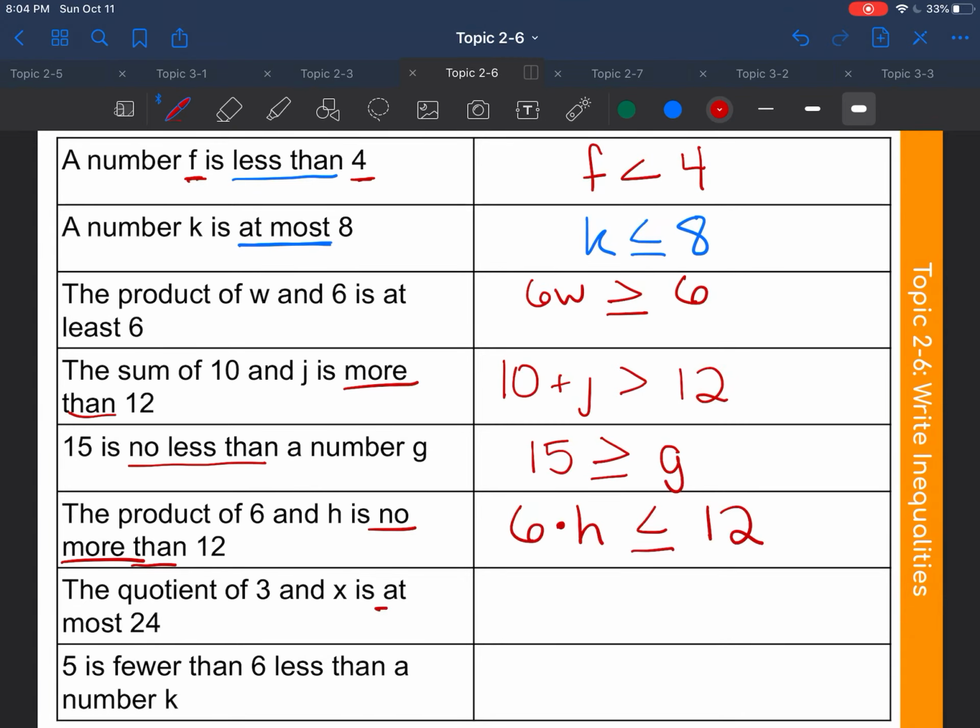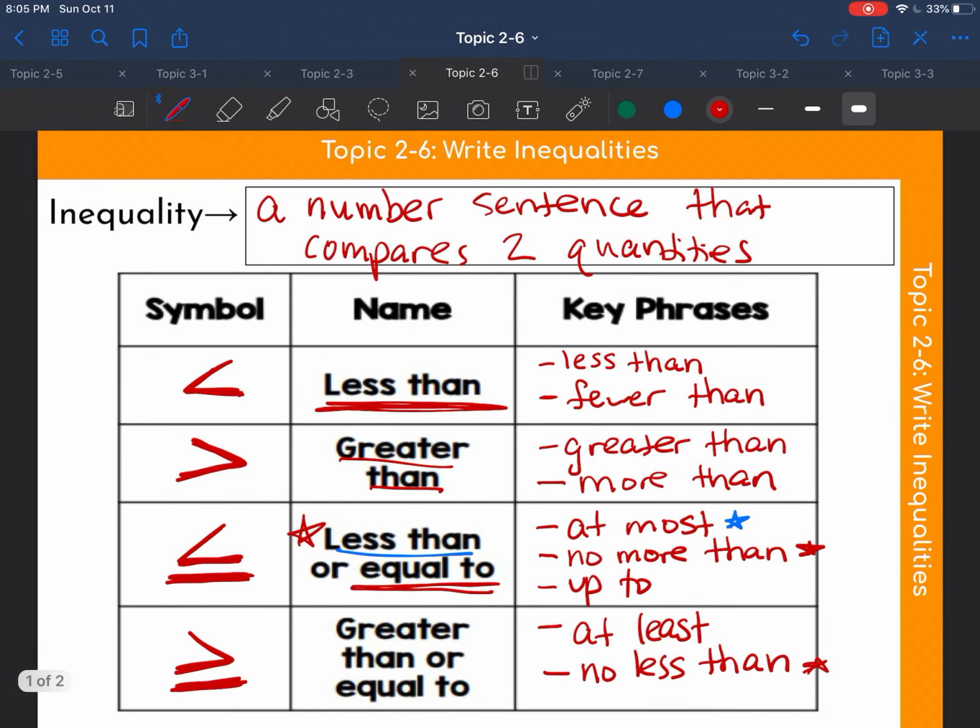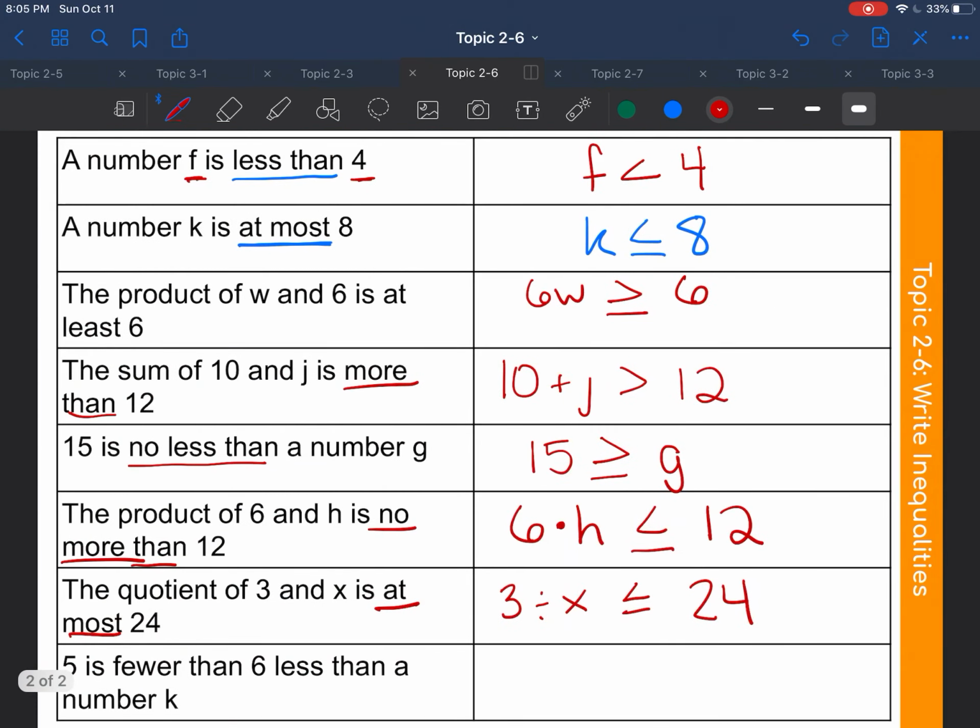Okay, the next one, the quotient of 3 and x is at most 24. So I see our phrase at most. The quotient means division, so 3 divided by x. I can also write that as 3 over x, and then 24 on the other side. And now this 3 divided by x is at most 24. So it can be 24. It can be at most 24, which means it cannot be greater than 24. So it has to be less than or equal to 24. And we can check again on our list. At most is under less than or equal to right here.